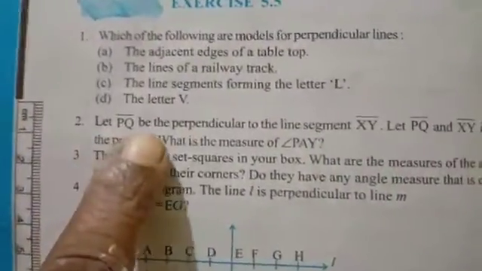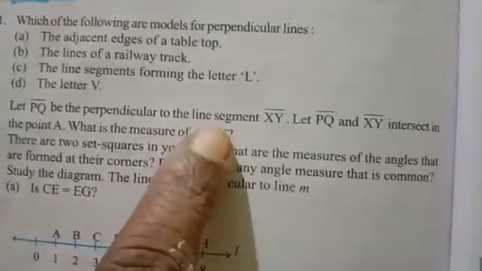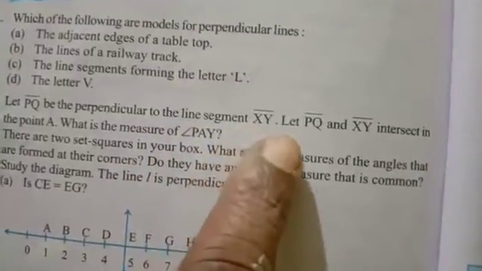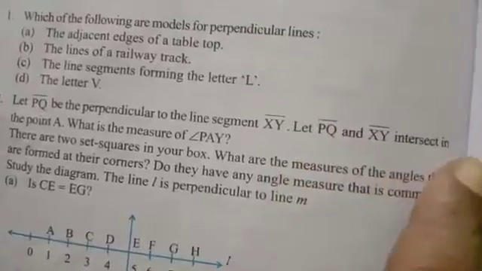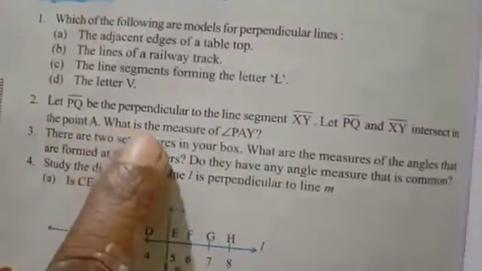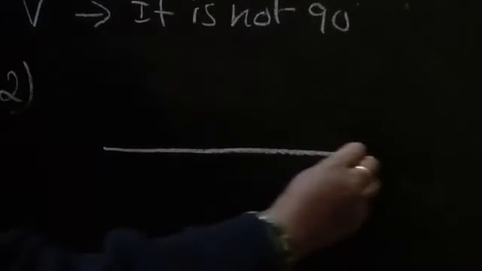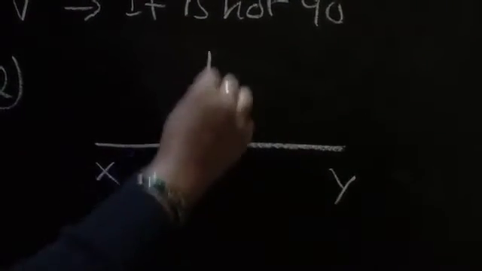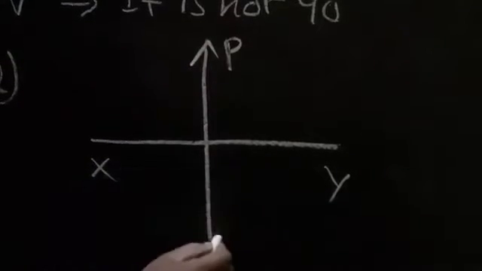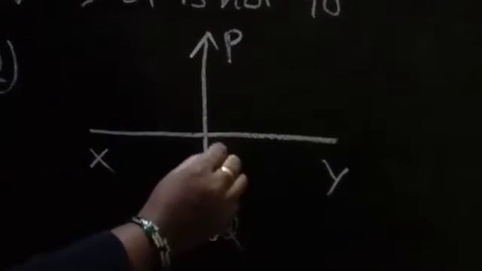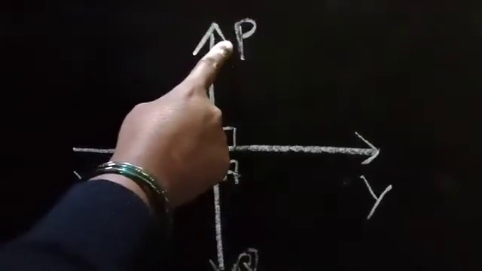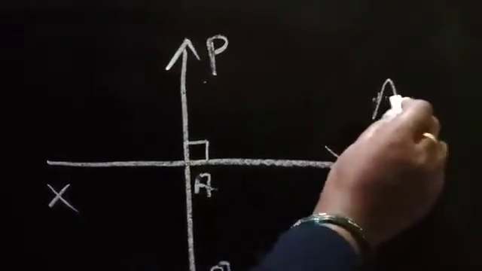Second question is, let PQ be the perpendicular to the line segment XY. Let PQ and XY intersect in the point A. What is the measure of angle PAY? It will be, line segment is X and Y. This is P and Q, which will meet at A.